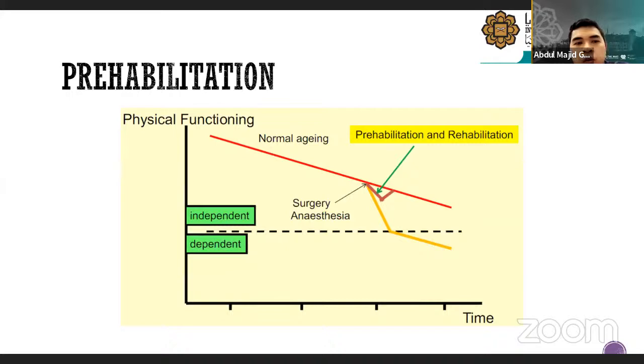So what does prehabilitation do? In normal aging, there is a reduction in physical functioning. When there is a stress or surgery, if it is not managed well, it will go below the basal functional reserve and cause high morbidity and mortality to the patient. However, prehabilitation and rehabilitation can help bring them up to their functional reserve. Hence, the outcome will be better.